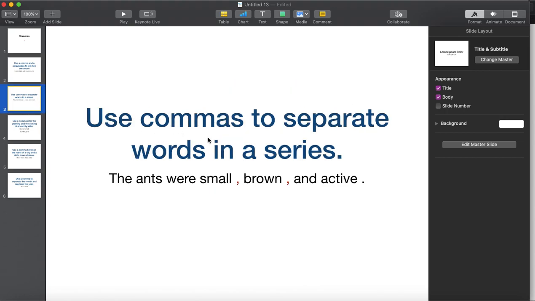Second, we use commas to separate words in a series. Now, what is a series? For example, the ants were small, brown, and active. Look at the series of words: small, brown, and active. So I cannot just write the sentence without putting commas. I have to put a comma to separate the words to make it more organized and more clear. So here I have to say the ants were small, comma, brown, comma, and active.